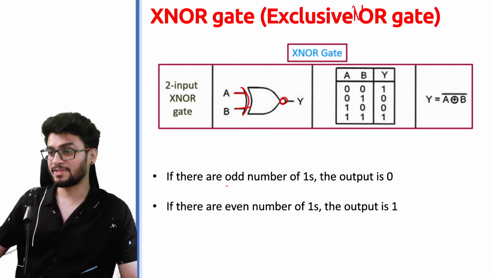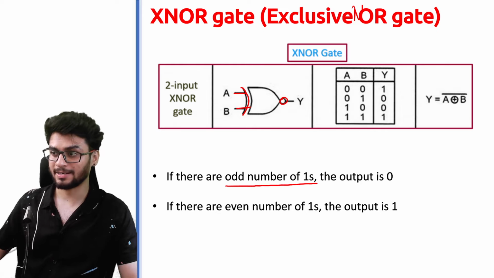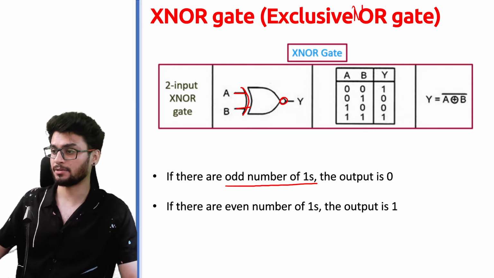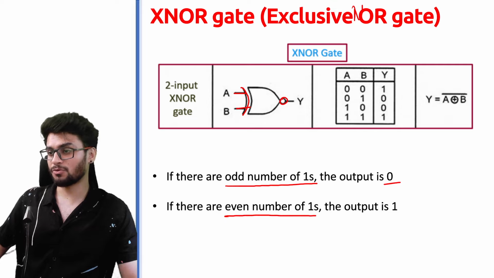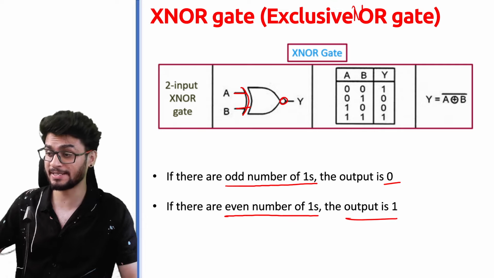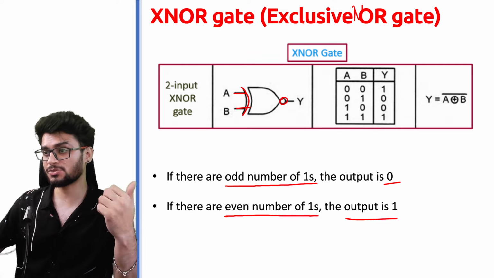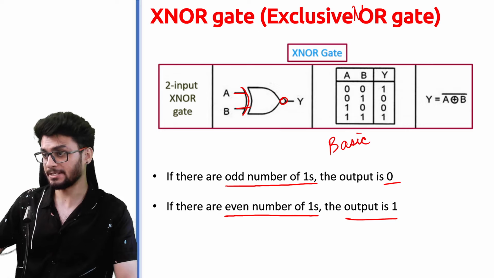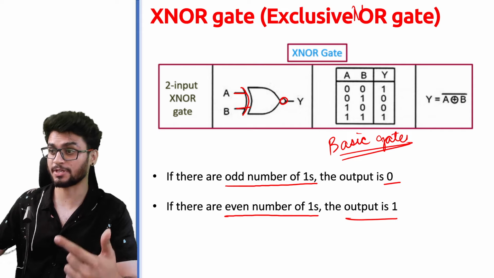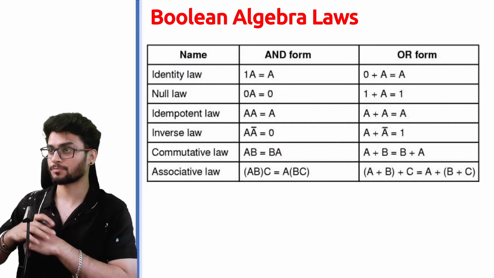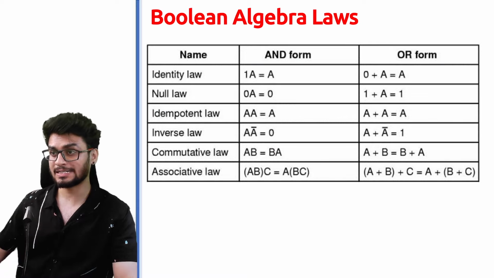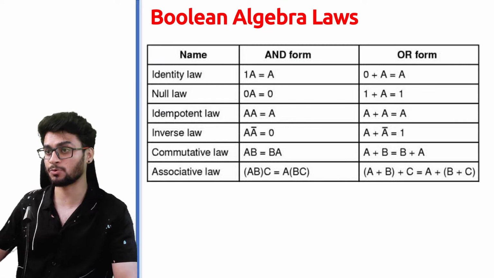So if there are odd number of ones, earlier it was 1, but right now, since we are inverting the exclusive OR gate, the output is 0. If the even number of 1s are there, then the output comes out to be 1. So these are also known as special gates. Generally, the questions will be asked from your basic gates only. But it is good to remember what are special gates, what are universal gates. So till now we have covered the gates. What are gates? They are electronic circuits जहाँ पर आप कुछ input देते हो and वहाँ पर आपको कुछ output मिलता है.